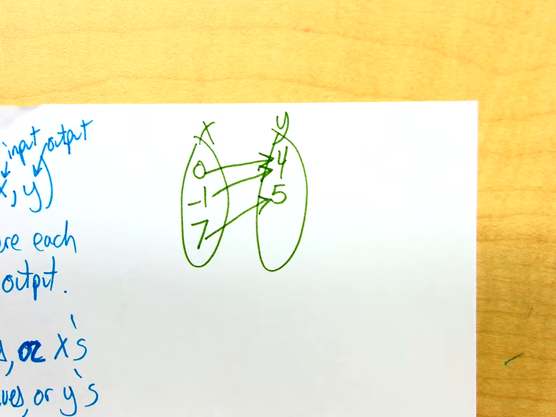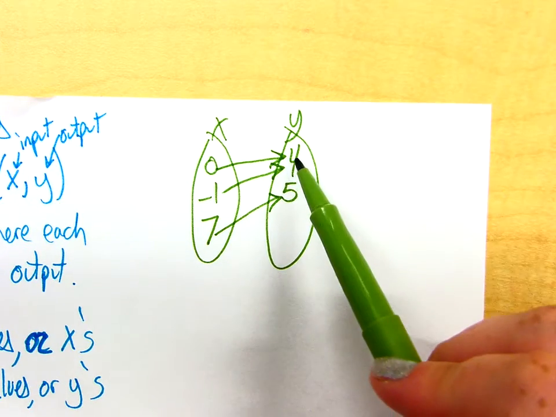Remember the definition of a function. Every input can only have one output. It doesn't matter if multiple inputs have the same output. Just like a whole bunch of you can all be 14, but you can only be one age at a time. So, is it a function? Yes! 0 only went to one number.